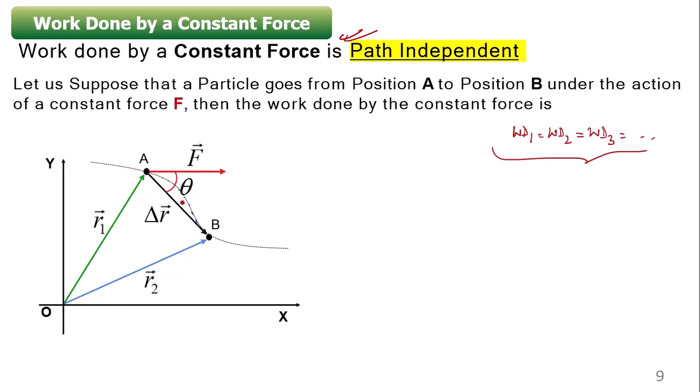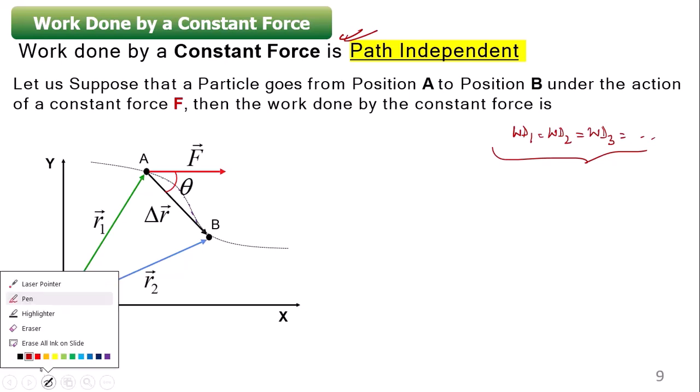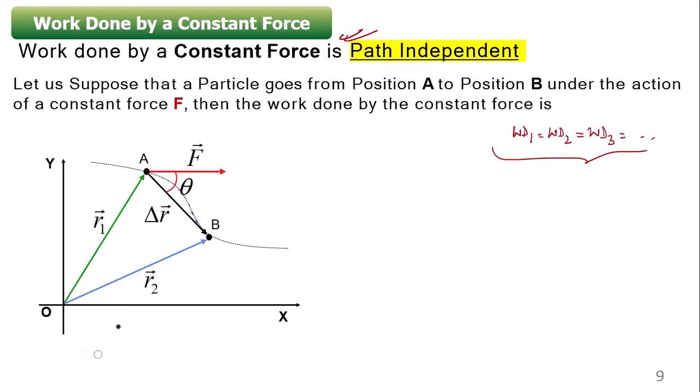Why? Because in the definition of work, I am saying it is the product of force and displacement. So what is displacement? Displacement is delta R. It is nothing but the position of point A, that is the R1 vector, and the position of point B, the R2 vector. If I follow the triangle rule, I can write R1 vector plus delta R vector equals R2 vector. That means delta R vector equals R2 minus R1. This is the displacement vector that we are looking for.